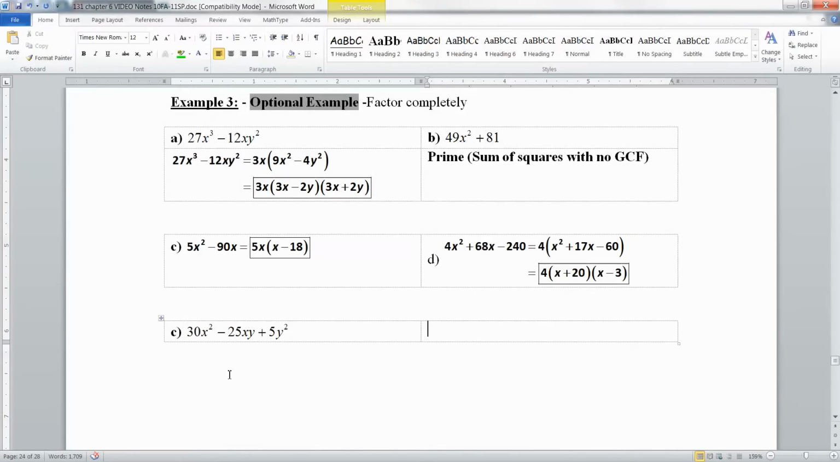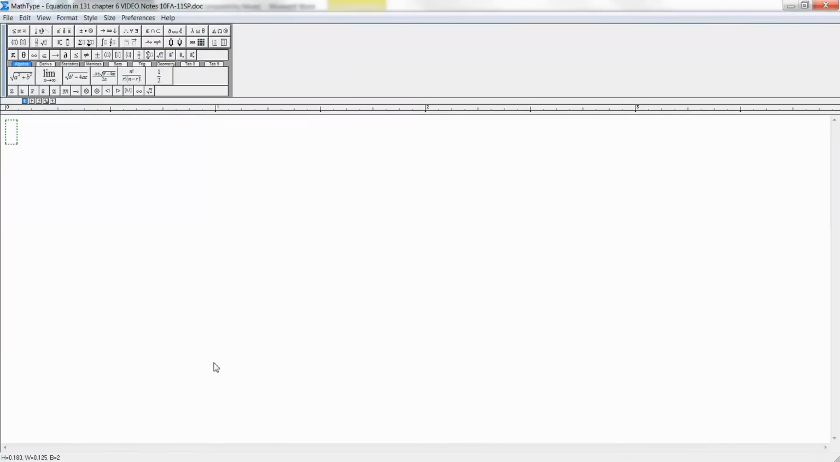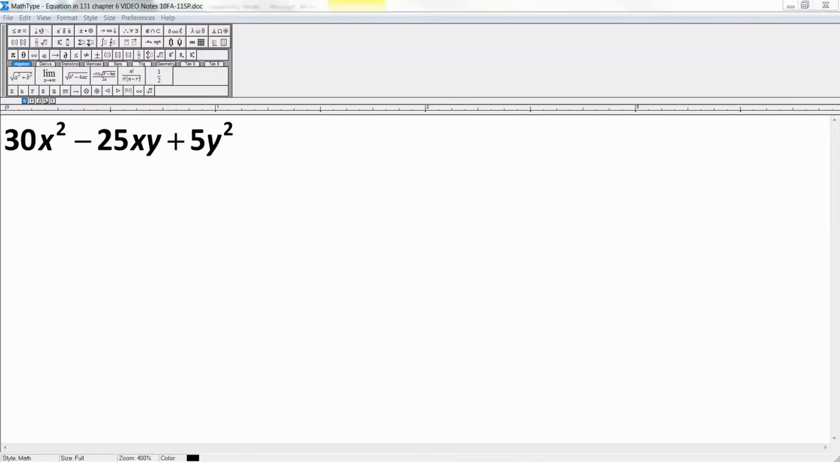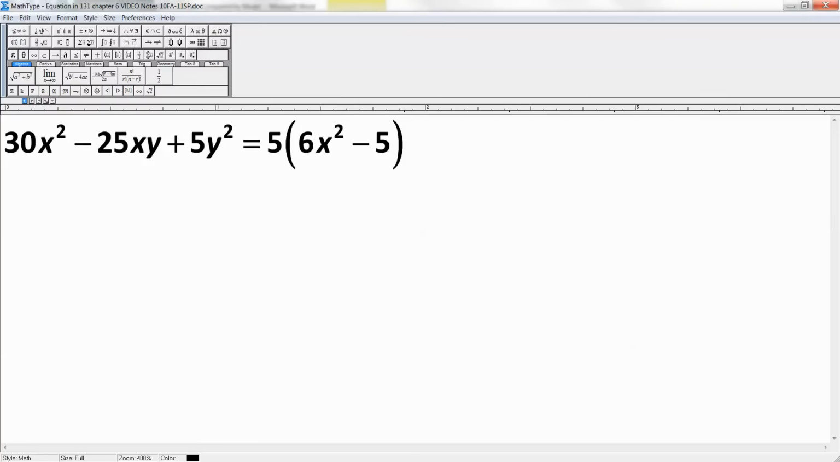All right, so let's do E. Now E, or sorry, it was the old C. It's currently my E because I just did this one. All right, so this one's got to have a GCF as well. I can see it from here. 5 goes into all of them. So if you have 30x squared minus 25xy plus 5y squared, then that's equal to 5 comes out of all of them. So that leaves you 6x squared minus 5xy, oopsie, plus y squared. Like that.